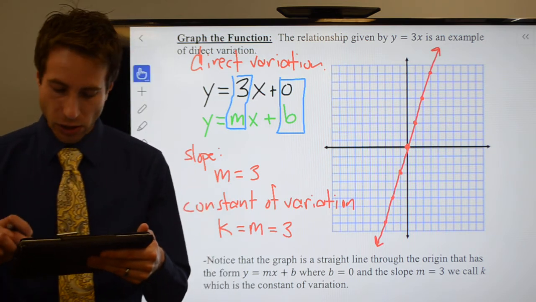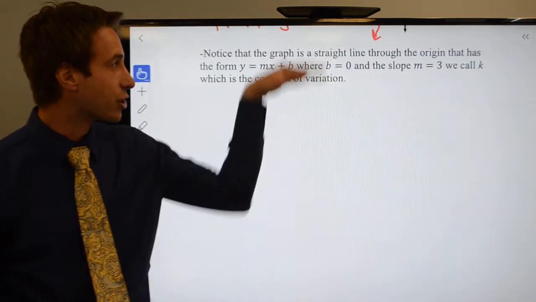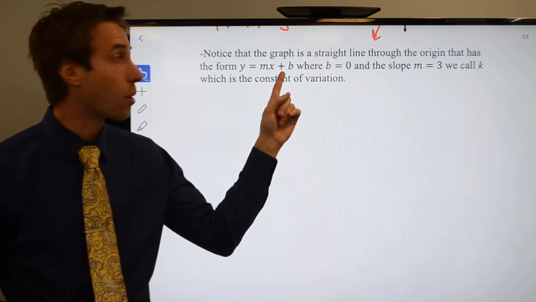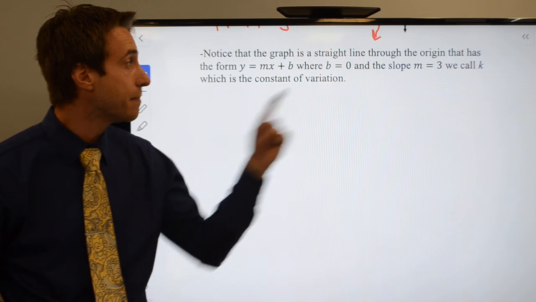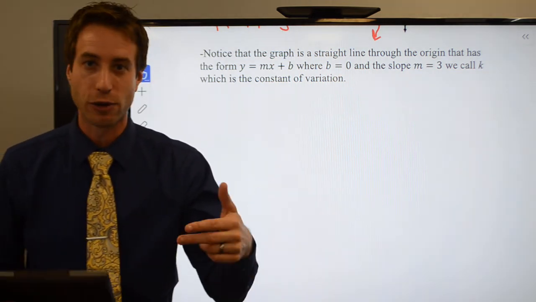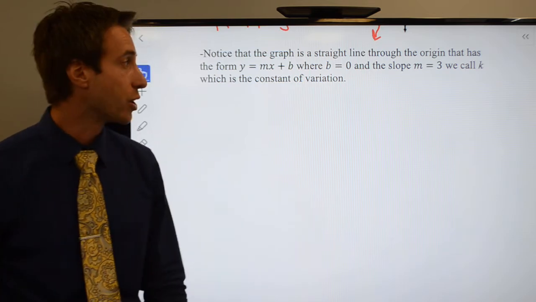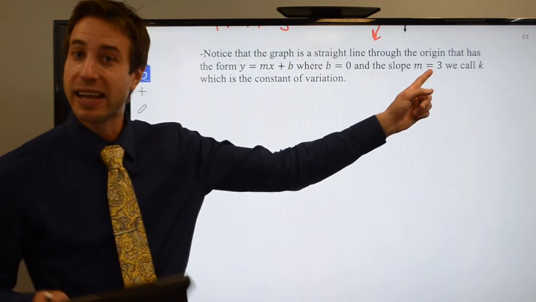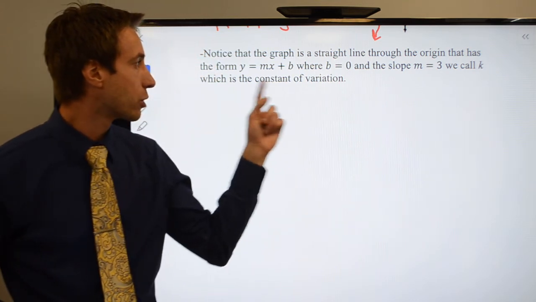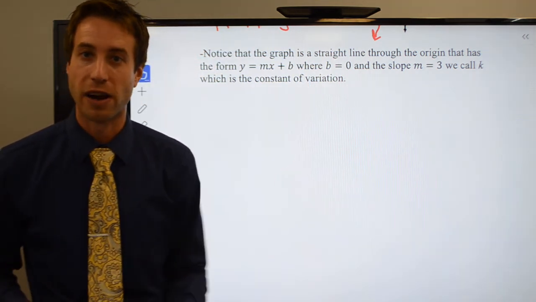That's essentially the long and short of everything I described for you right here. All these are going to be linear functions. They'll all be in the form y equals mx plus b, where b is 0. They'll always pass through the origin, all of them: direct, inverse, joint, combined. And instead of calling the slope m, we'll just call it k, which I told you right here is the constant of variation.